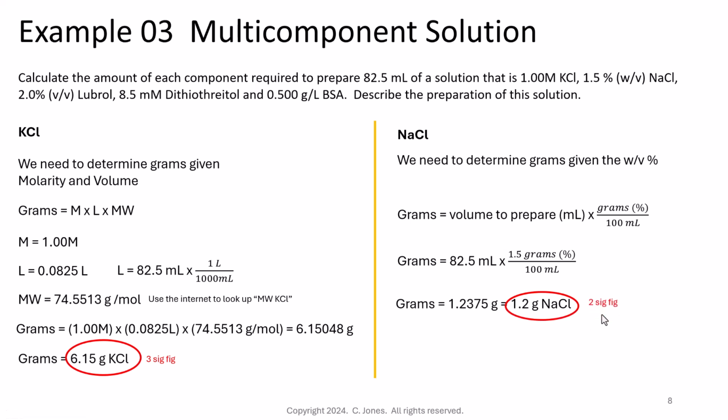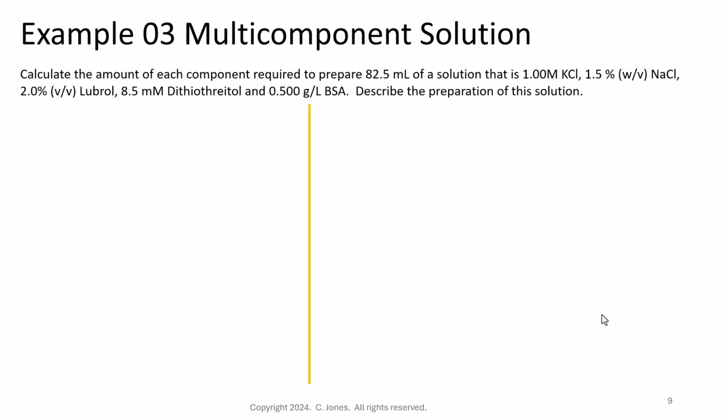All right, next, what do we see here? Lubrol, which is a detergent. And again, we see the concentration is 2.0% volume. So we know that Lubrol is a liquid. All right, so we need to determine the volume percent.